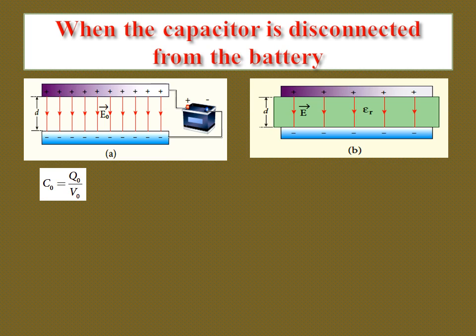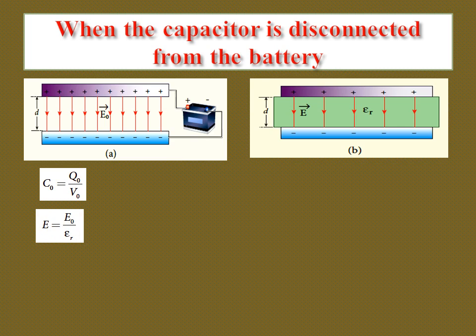you have two parallel plates, each of cross sectional area capital A, which are separated by a distance of d, and the capacitor is charged by a battery of voltage V0 initially, and the charge stored is Q0 initially. Okay. Now the capacitance of the capacitor at the initial state is C0 equal to Q0 by V0. Now the battery is disconnected.